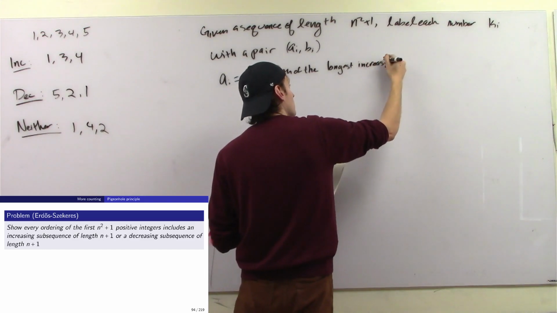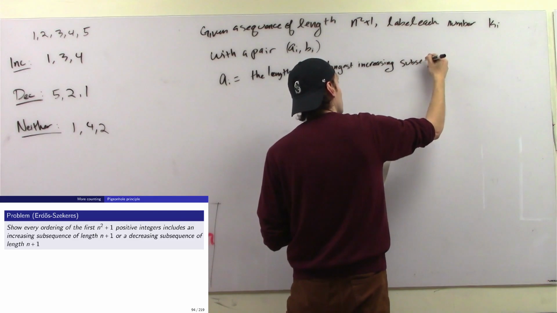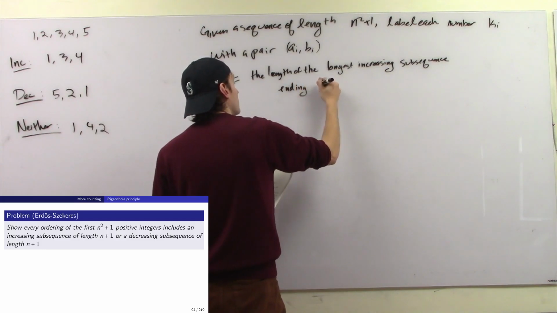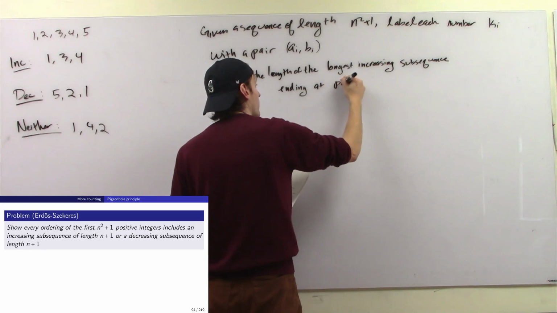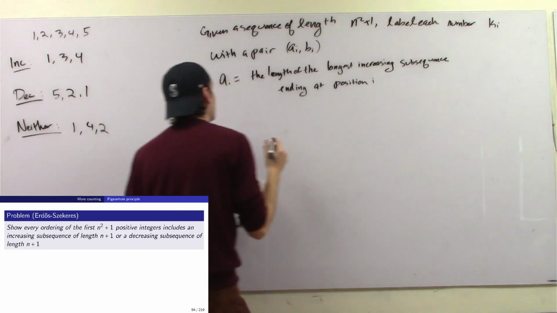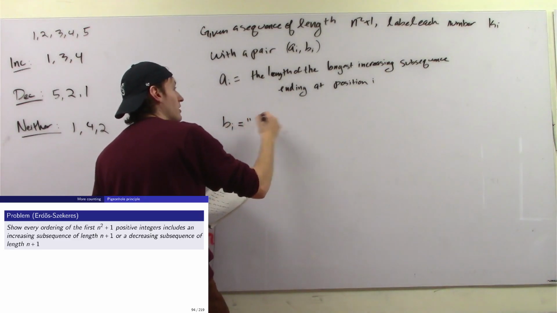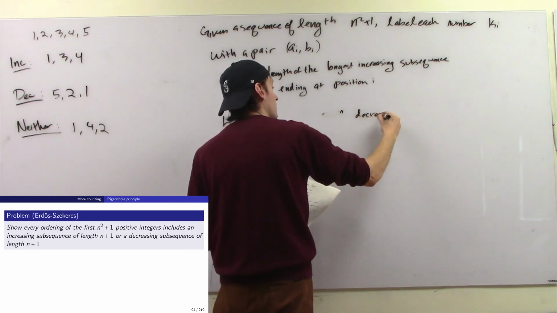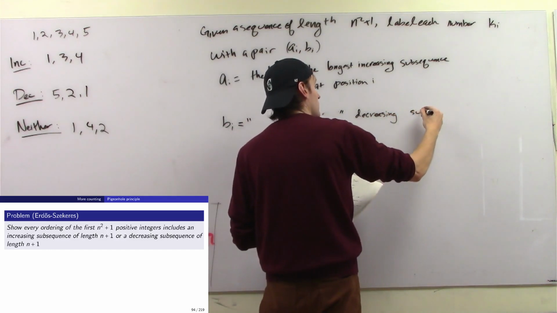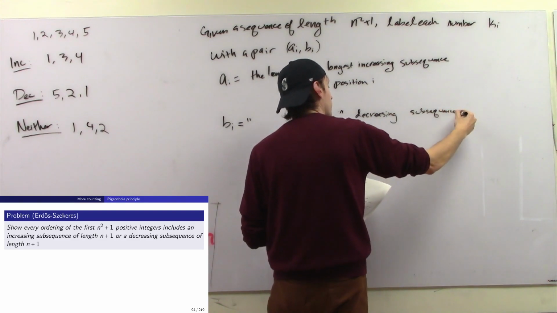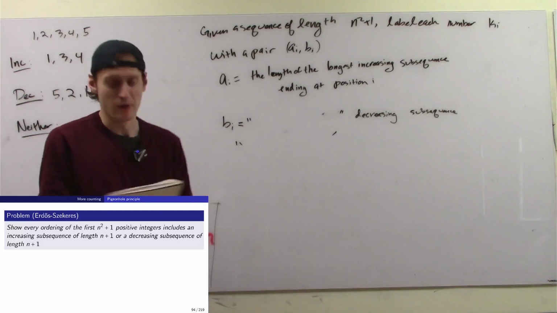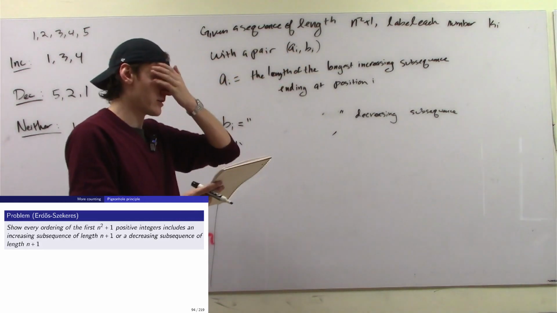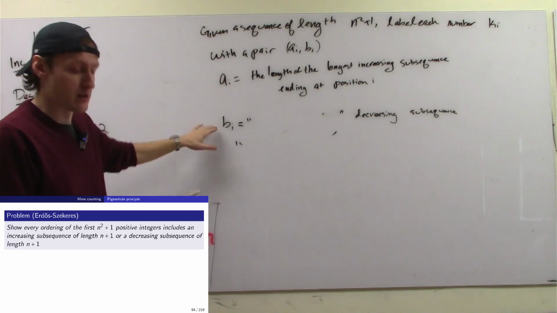increasing subsequence ending at position i, and then b sub i is going to be the length of the longest decreasing subsequence ending at position i. Okay, so what does this mean? I'm going to do a table. I'll do one such arrangement of n squared plus 1 numbers for n equals 3, and I'll show what each of the values a sub i and b sub i would be.